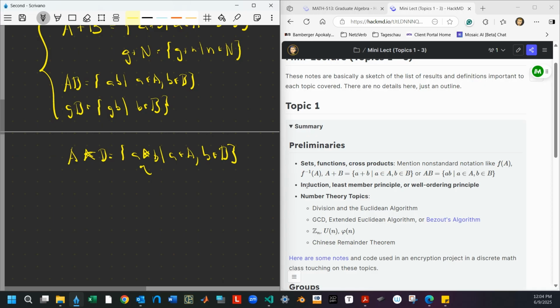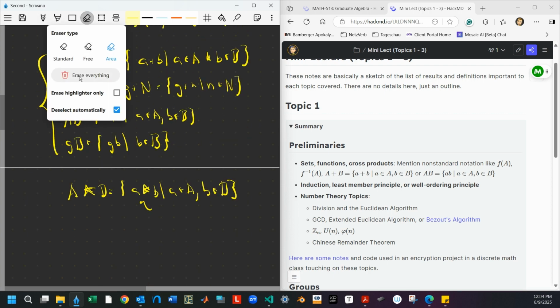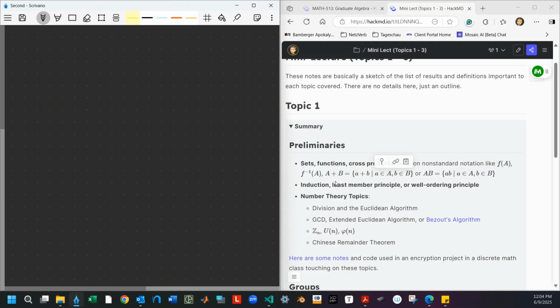I do want to go on and look at induction and look at a couple of examples, and I'll probably split off a separate little video for the number theory, because I can only make these 30 minutes each. So let me just clear all this, because I don't really need this. Okay. So induction is a really important fact about the natural numbers.